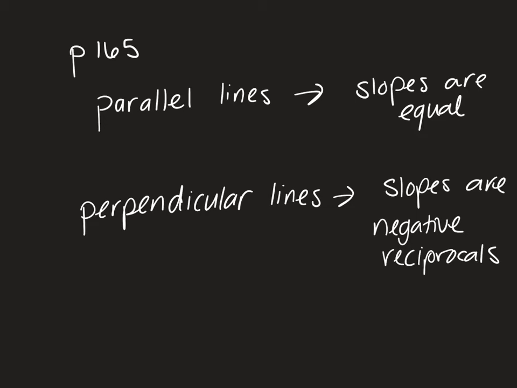So for example, let's say one line has a slope of 2. If there was a line perpendicular to it, its slope would be negative 1/2. So it changes the sign and flips it. Right, so if we started with 1/3, then our perpendicular line would have a slope of negative 3. And if it started negative, then it would change to positive. So you just change the sign and flip it for a perpendicular line.